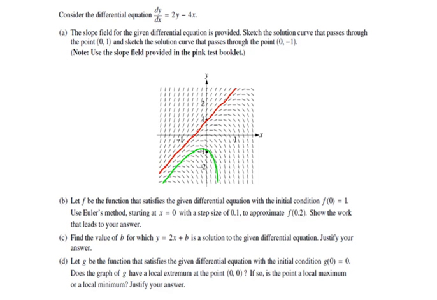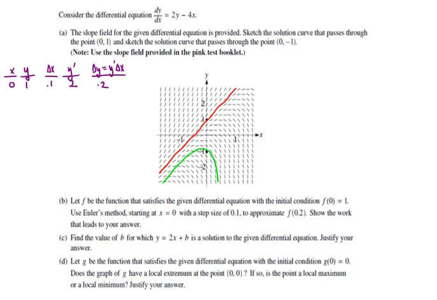For part B, let f be the function that satisfies the given differential equation with initial condition f(0) equals 1. Using Euler's method, starting at x equals 0 with a step size of 0.1, approximate f(0.2). Show the work that leads to your answer. Again, with Euler's method, we have the initial x and y values, which in this case are 0 and 1. We have our delta x, which is 0.1, and we have our y prime, which is 2y minus 4x. So 2y is 2, 4 times 0 is 0, so that means y prime is 2. And the delta y will be y prime times delta x, so 2 times 0.1 will give 0.2.